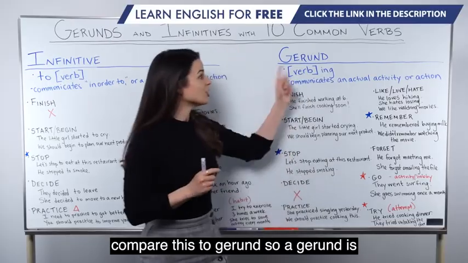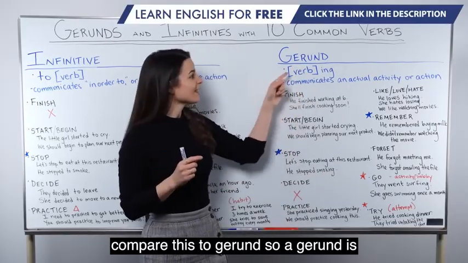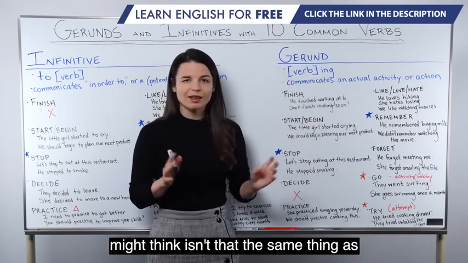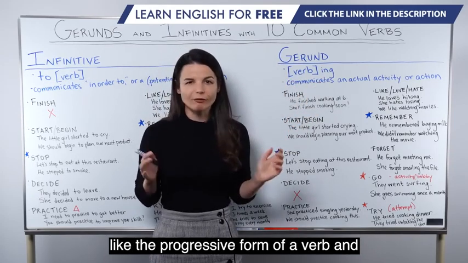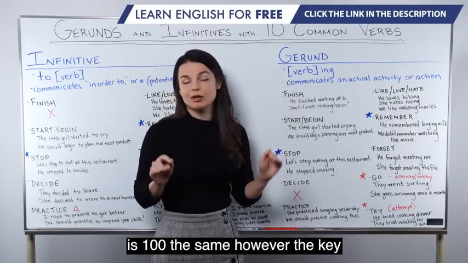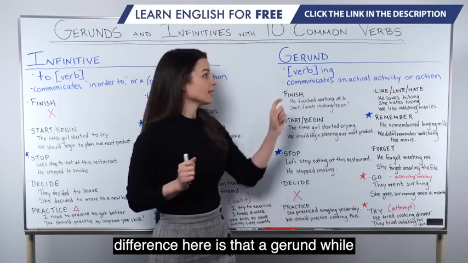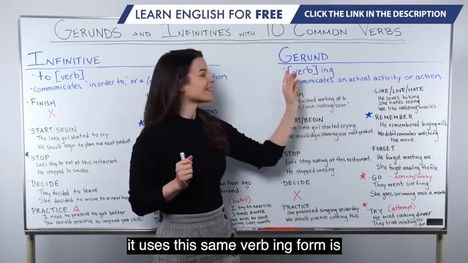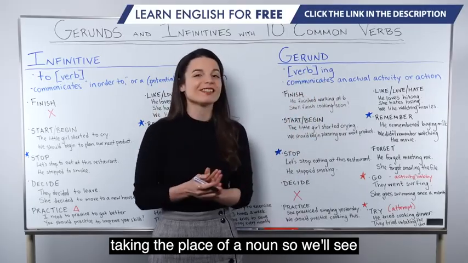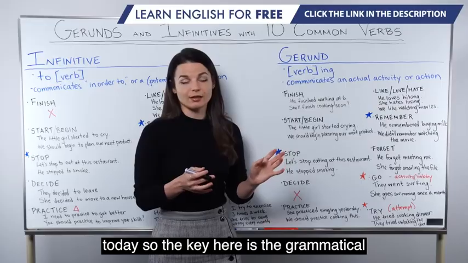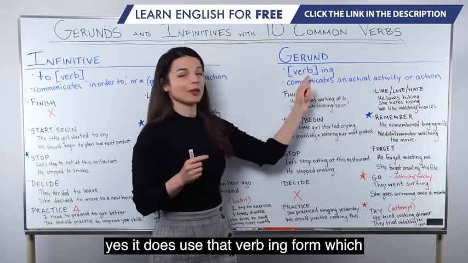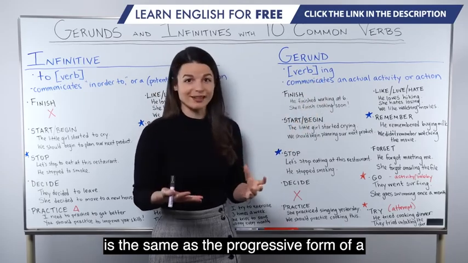Let's compare this to the gerund. A gerund is this form: verb plus ing. You might think, isn't that the same thing as the progressive form of a verb? And the answer is yes. On paper, the spelling is 100% the same. However, the key difference is that a gerund, while it uses this same verb ing form, is taking the place of a noun. We'll see this in our example sentences later today. So the key here is that the grammatical position of the word is different. But yes, it does use that verb ing form, which is the same as the progressive form of a verb.